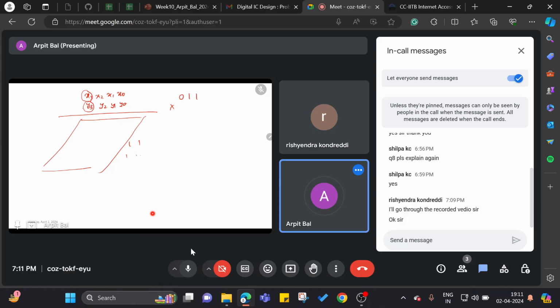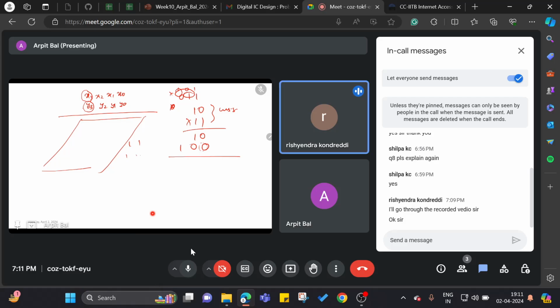Let's say 10 into 11, assuming that it is unsigned. When you are doing this, you have this position vacant. Actually it is not vacant, there is a 0 present here.